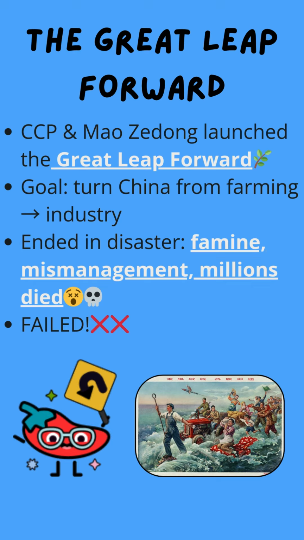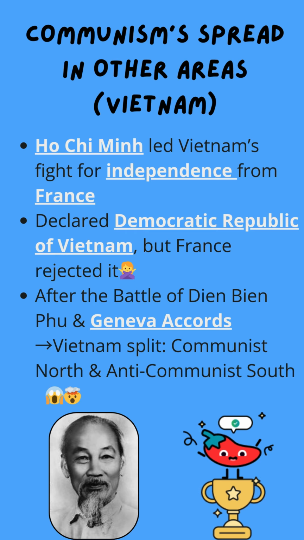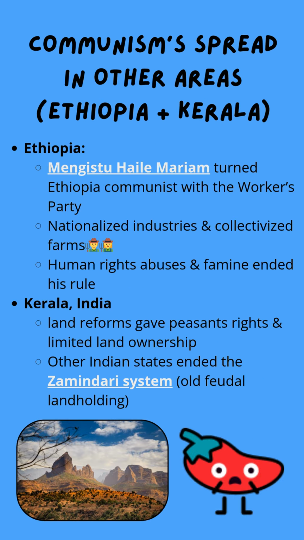Another area that communism had was Ho Chi Minh, who led Vietnam into their fight for independence from France. They declared the Democratic Republic of Vietnam, but France eventually rejected it. After the Battle of Dien Bien Phu, they had the Geneva Accords, which was Vietnam split, and you have Communist North and Anti-Communist South Vietnam.